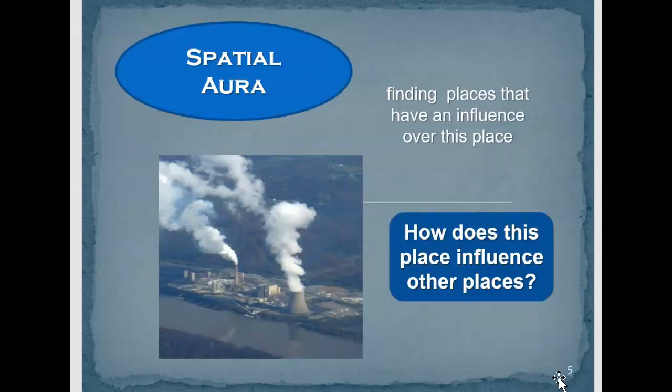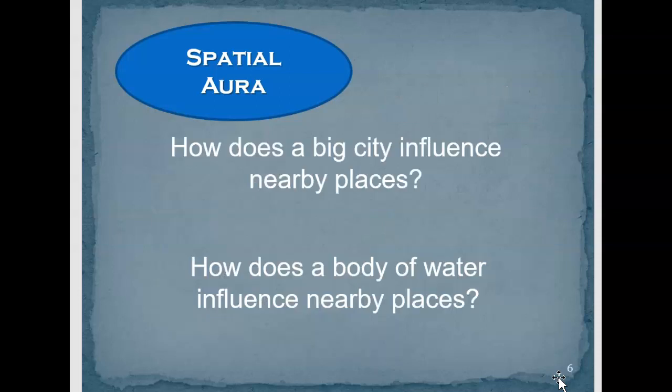Spatial aura. When we're looking to find places that have an influence over another place, we're using spatial aura. How does this place influence other places? Here we can see a factory. It's leaking out smoke. Is that pollution? Is it affecting the cities that are near it? Some questions we might ask ourselves: how does a big city influence nearby places? How does a body of water influence nearby places?